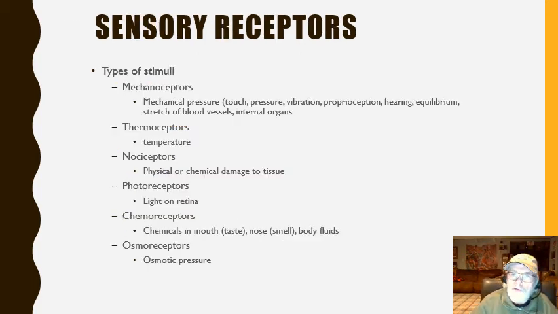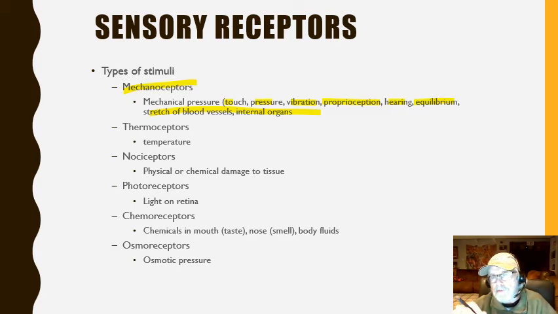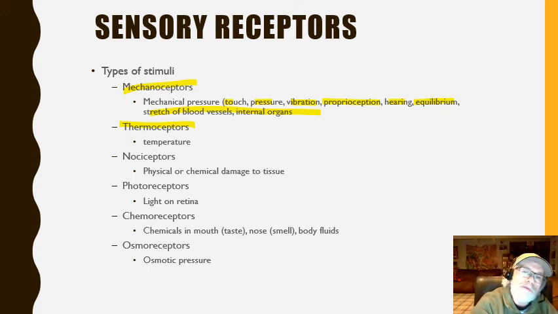We have a lot of different types of sensory receptors. Mechanoreceptors basically detect mechanical pressure, touch, pressure, vibration, again proprioception, hearing, equilibrium, stretch of blood vessels, and stuff like that. They detect some type of stretch or pressure. As compared to thermoreceptors. Thermoreceptors are looking at temperature. It's only temperature. So we have mechanoreceptors, we have thermoreceptors, we have nociceptors.